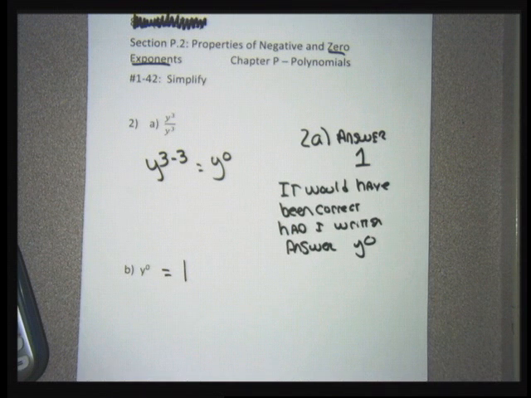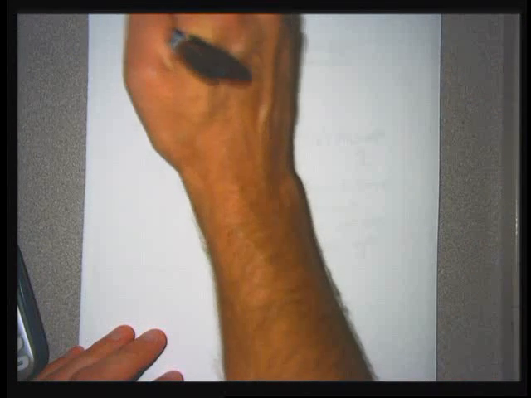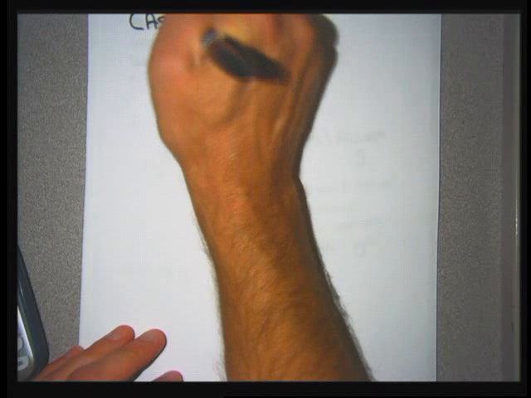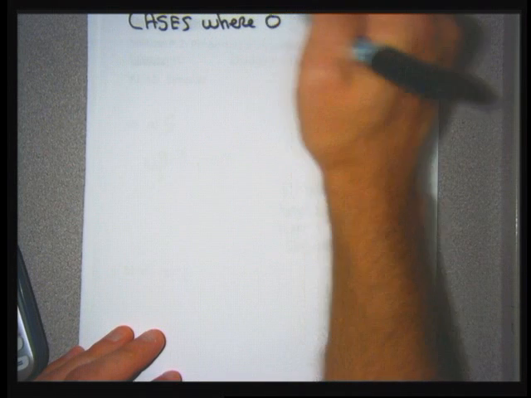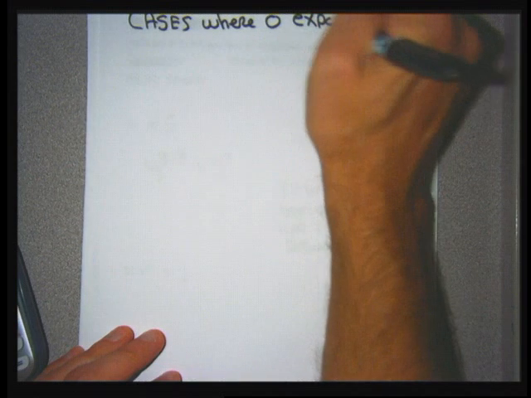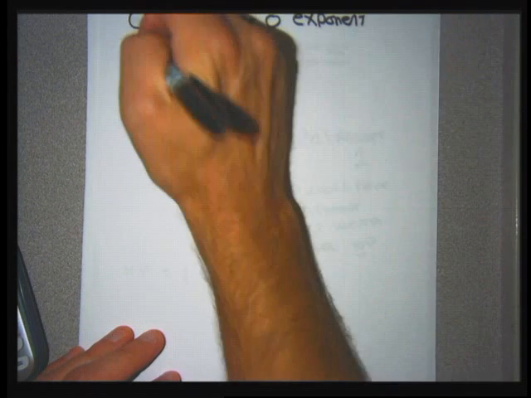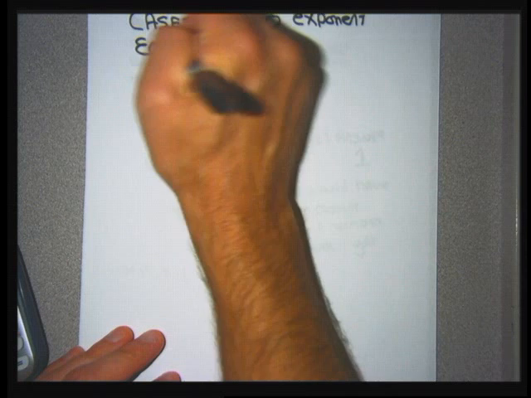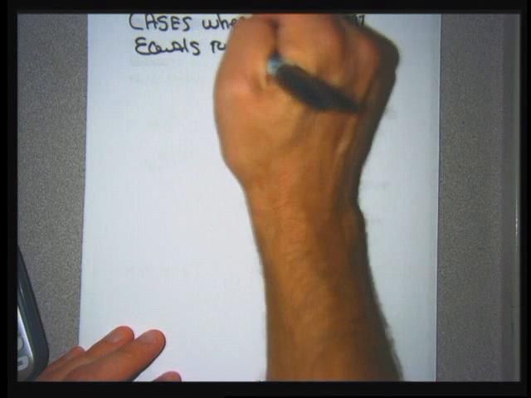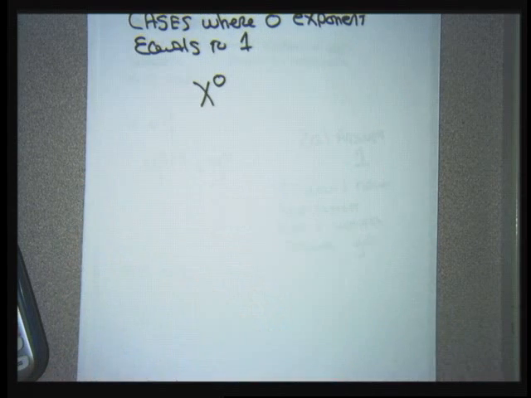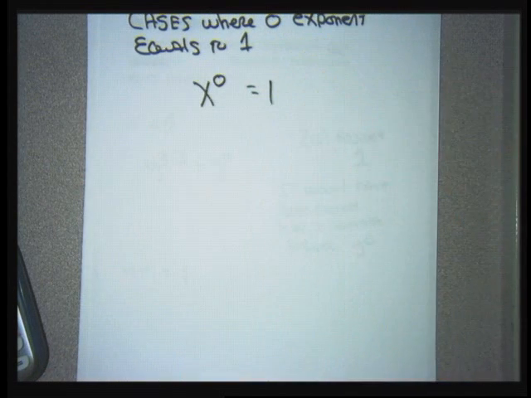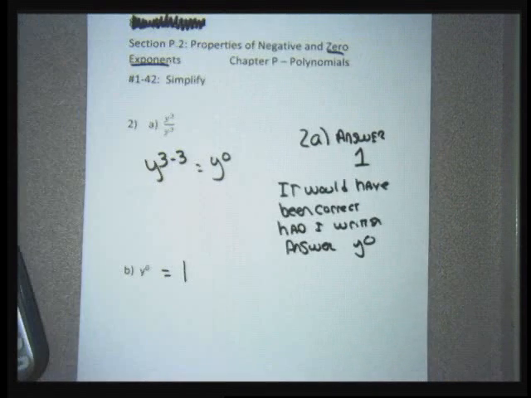So when do I get 1? So these are cases where a zero exponent equals 1. And just a single letter, no negative signs, no extra numbers to a 0 power. That's the classic case where you get 1 for an answer.